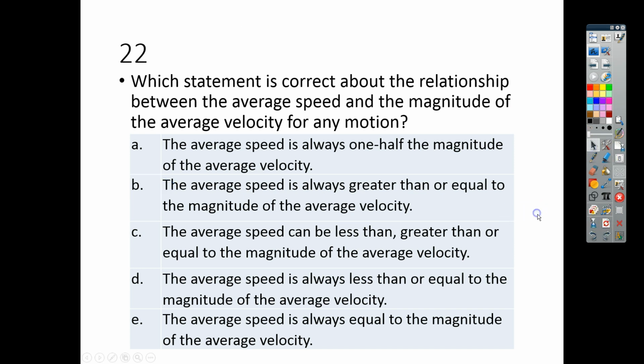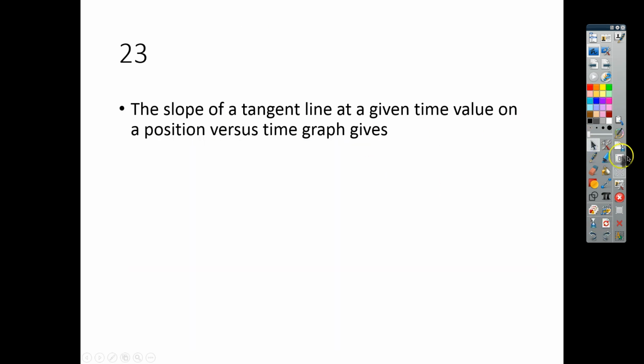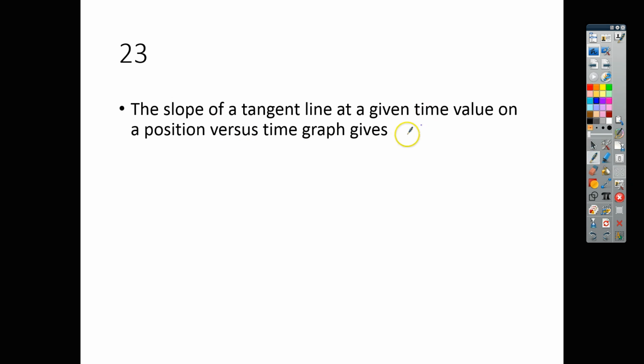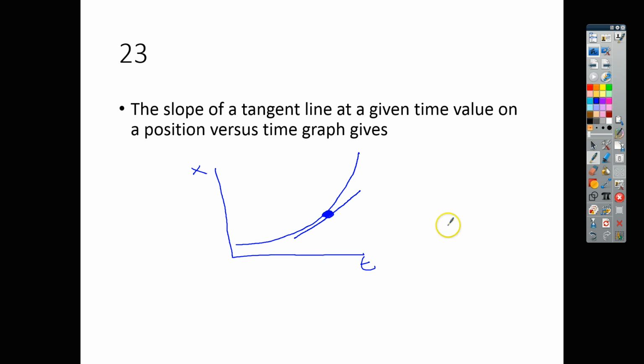For number 23, this one says the slope of a tangent line at a given time value on a position versus time graph. This would be its instantaneous velocity. So we're going to have position versus time, and we're assuming here that we have a curve. You could also have a straight line, but this makes more sense with the curve. If you know the slope of this tangent line, that would actually be the instant velocity. So this is the instant velocity at that point on the curve.